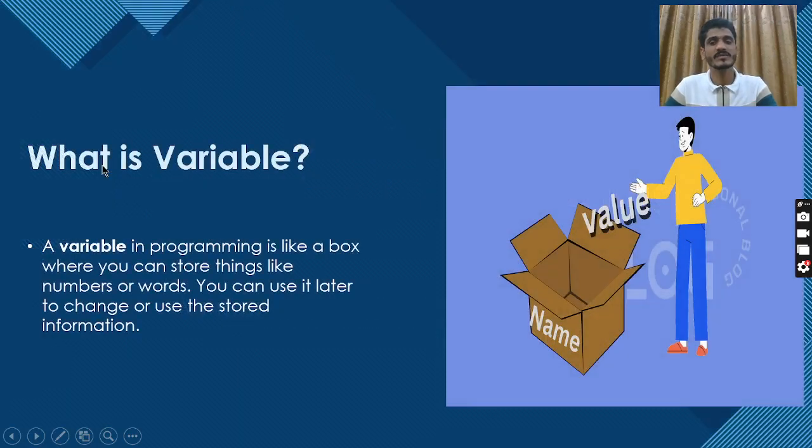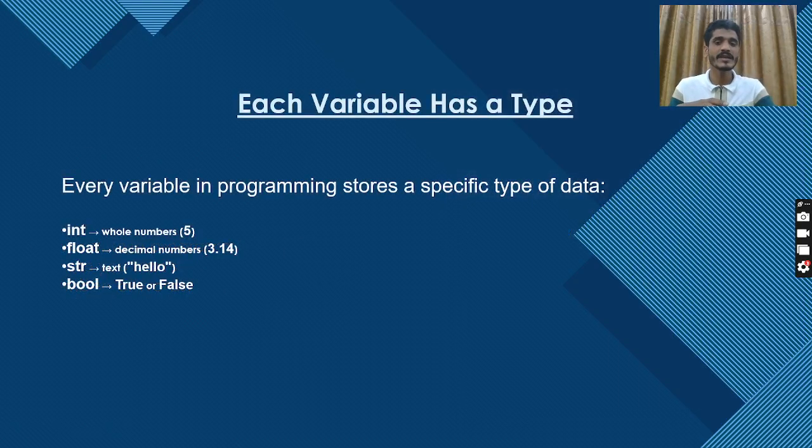So what is a variable? A variable in programming is like a box where you can store things like numbers or words. You can use it later to change or use the stored information. Like here is a box. You can store any value in this box, and the name of this box will be considered the name of the variable. Like you can store any value in a box, the same way you can store any type of value in a variable.